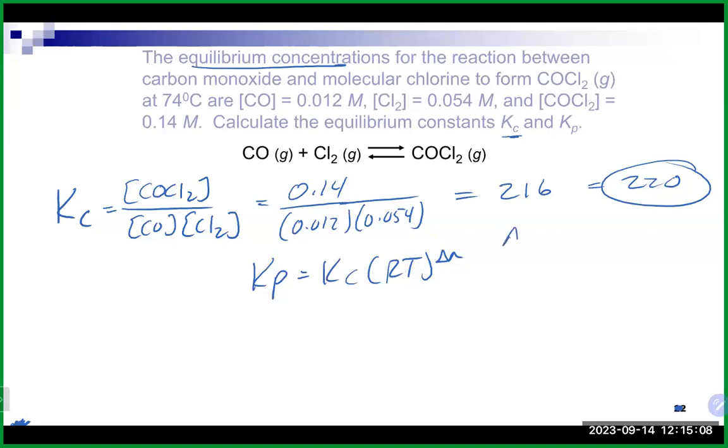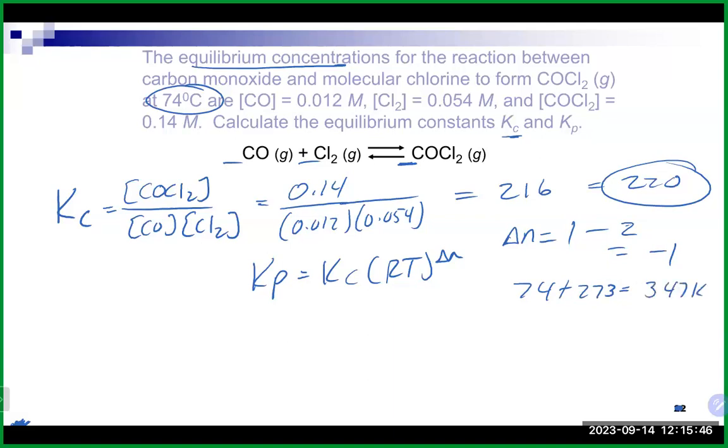Our delta n is going to be on the product side, we have 1, which is just the coefficient, minus 1 there and 1 there, which is 2, giving me a -1. And again, it's important, as we talked about, that it's products minus reactants, because that negative is going to affect our calculation. We've got to do one more thing. We have a temperature value that needs to be converted into Kelvin. So that's 74 plus 273, which gets us 347 Kelvin.